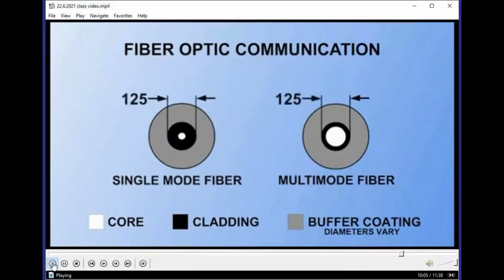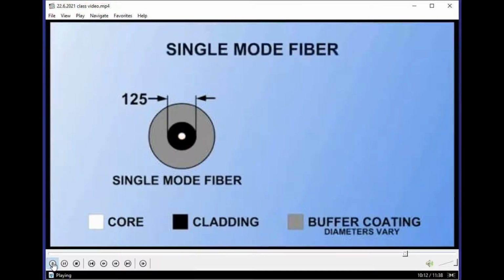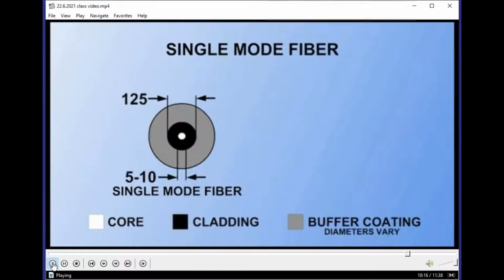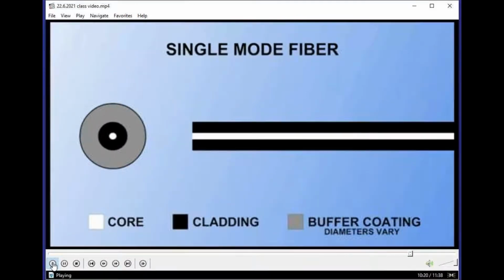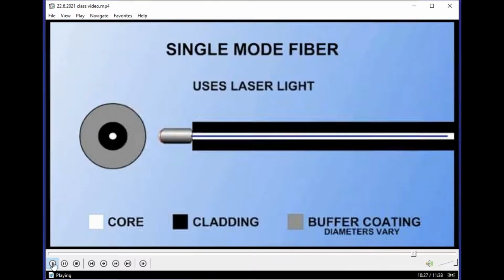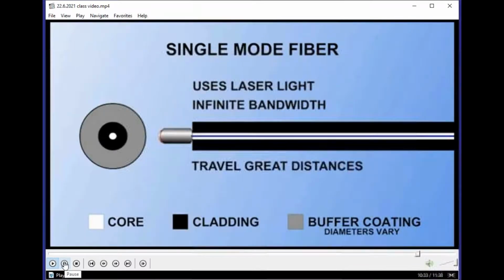Fibers are typically 125 microns in outside diameter, but the core is significantly smaller in a single mode fiber. Single mode fibers are approximately 5 to 10 microns in diameter. A single mode fiber strand is so minute that it allows a focused laser light entering the core to stay at an angle of 0 degrees without any loss into the cladding. Therefore, the bandwidth is almost infinite. It is commonly used to send data over great distances and at high speed.